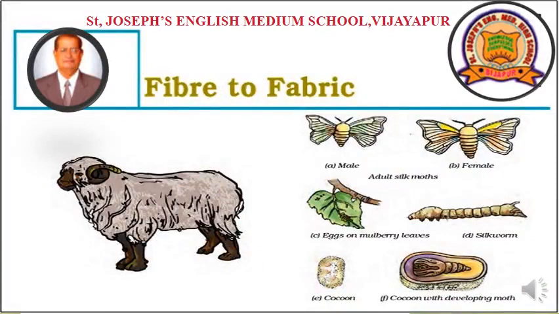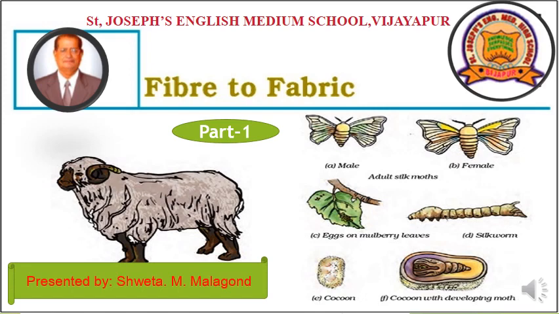Today we are going to discuss the topic fiber to fabric, which is the most familiar lesson for us. In the previous class, in 6th standard, we discussed cotton and jute fiber, which are plant-oriented fiber and natural fiber. Today in 7th standard, we are going to discuss the fiber to fabric topic, that is animal fiber. Part 1 is about animal fiber by your science teacher, that is me, Shweta Margon.